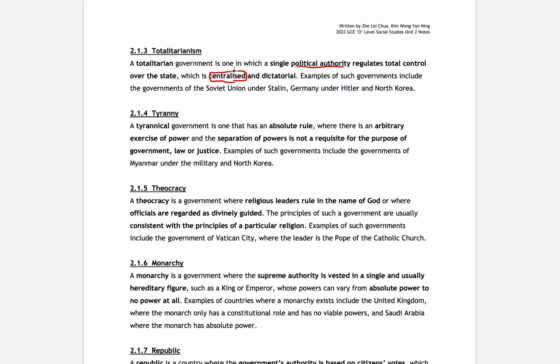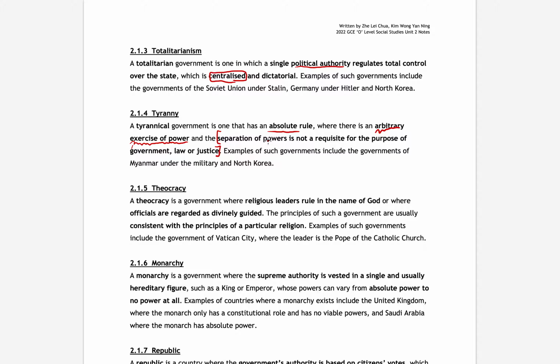Okay. Next, we have tyranny. So a tyrannical government is one that again has absolute rule. So you see that there are many different ways that we can describe these governments. It's not a one size fits all approach when we try to classify certain governments. So here, an arbitrary exercise of power. This is similar to the autocratic system and the totalitarianism system. However, there is one very important characteristic of a tyrannical government, which is that the separation of power is not a requisite.